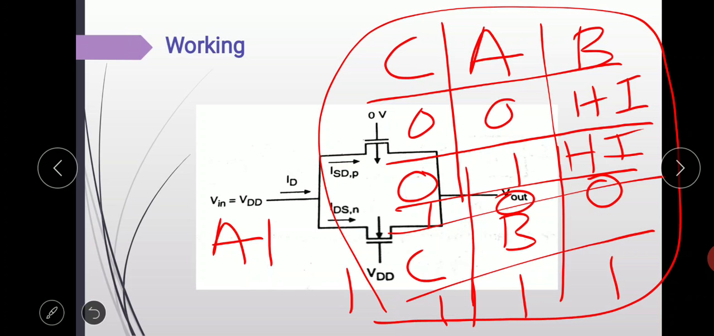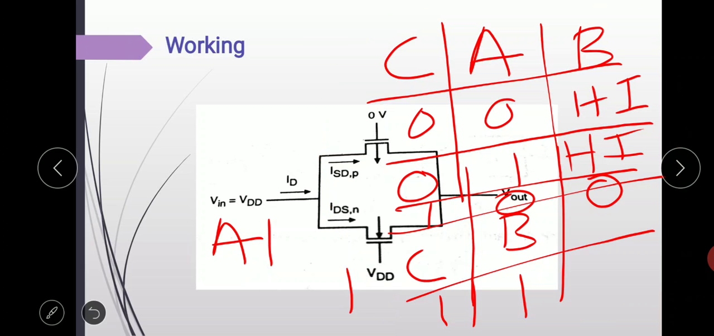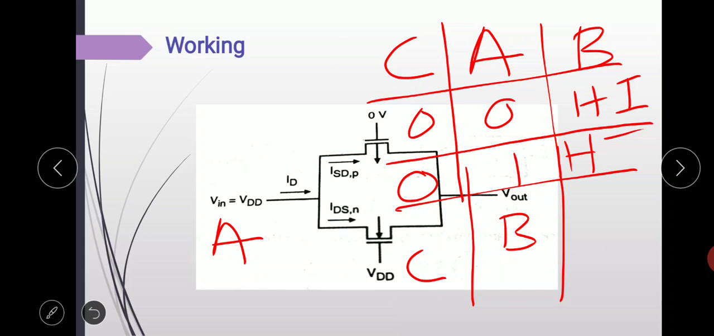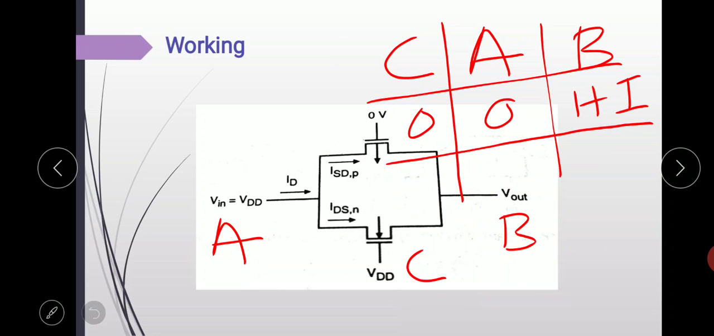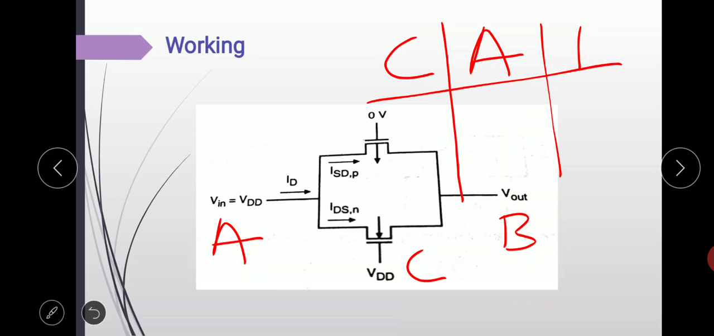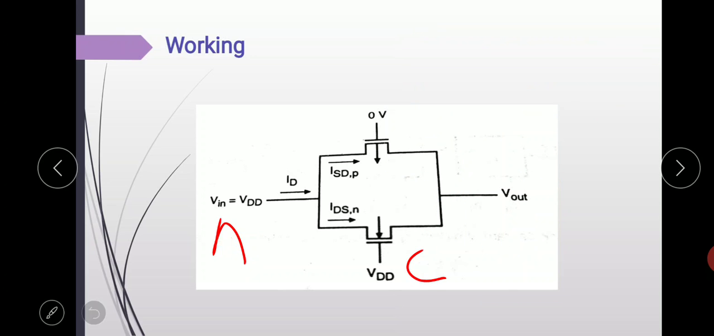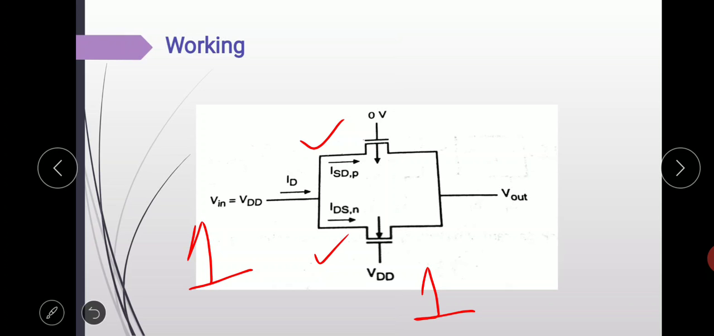But as we know, here two transistors are present. Okay, so when we give 1 here and the control signal is also 1, then both the MOSFETs are turned on. Then in which path is 1 transmitted and reaches the B point?